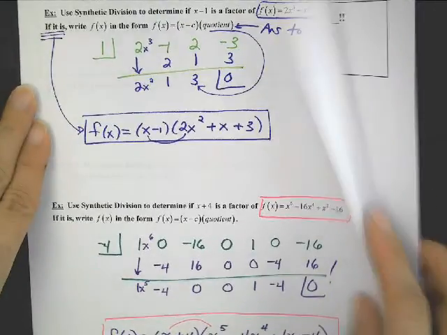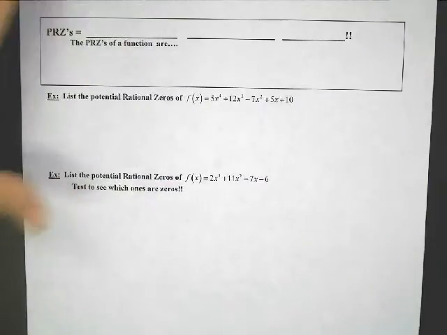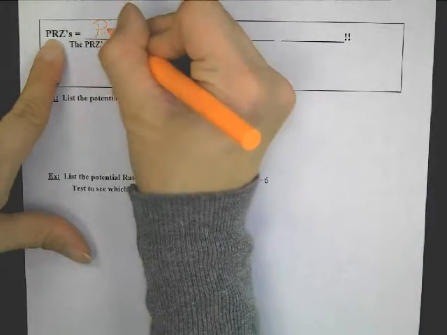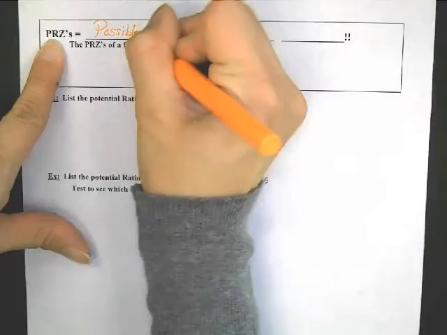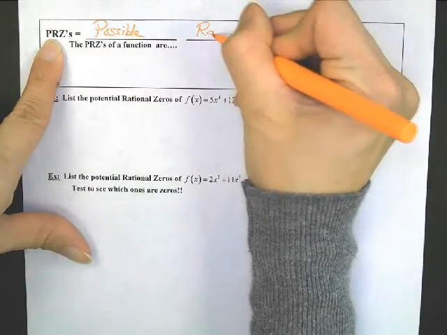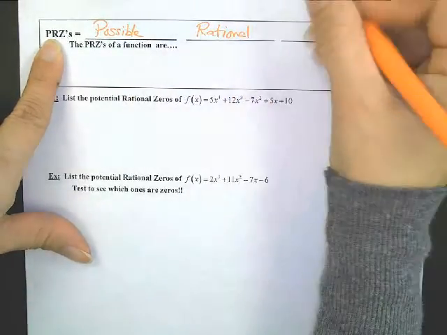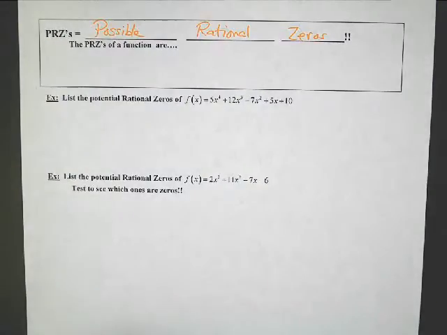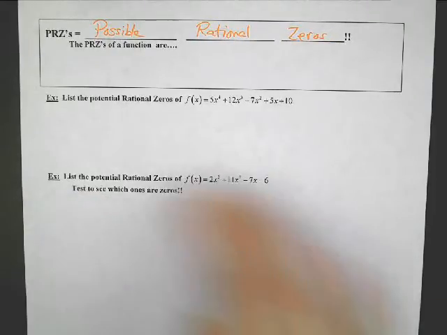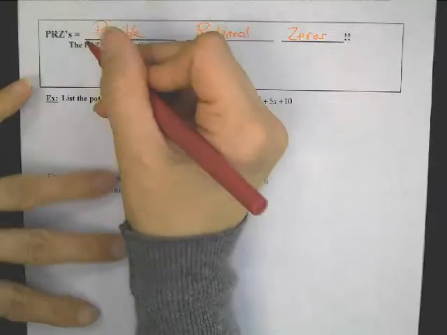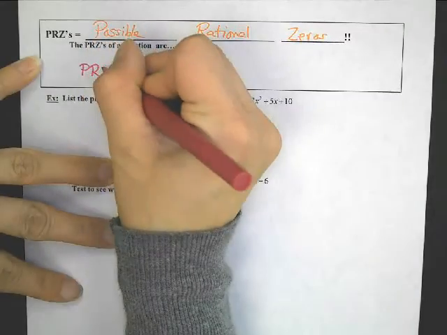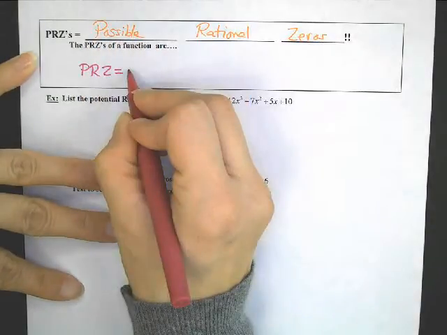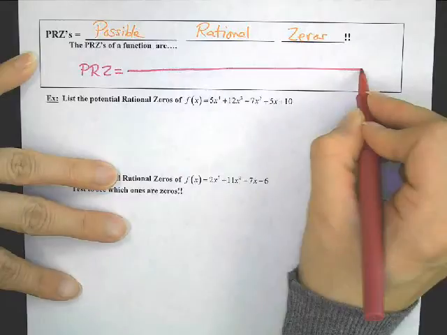Okay, the last thing that we're going to do here are PRZs. These are very powerful. PRZs stands for possible rational zeros. Okay, so there's lots and lots of numbers that might possibly work. And here's how you make a list of them. Okay, so PRZs are found. Here's a huge fraction bar.